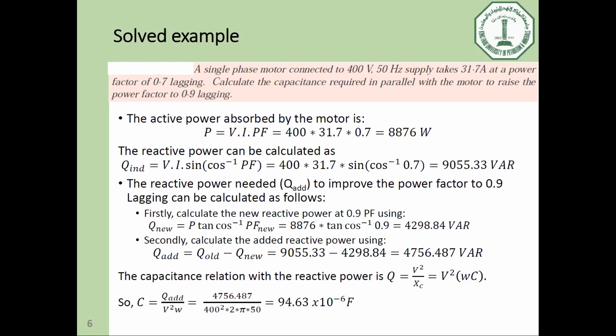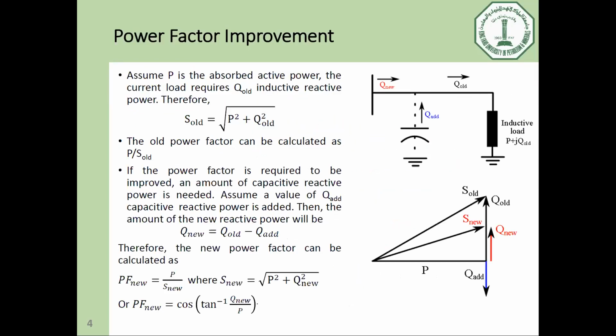So in order to calculate this capacitance, the capacitor itself should deliver which quantity of Q? Let's return back again to the example here. The capacitor here is responsible for the value of Q added. So to find the capacitor, we need to find the Q added first. Exactly, you are right. So in order to calculate the capacitance value, we need first to calculate the added reactive power required to compensate the power factor to 0.9.